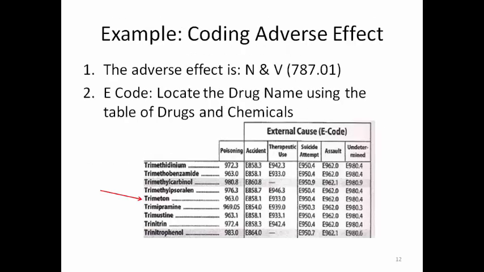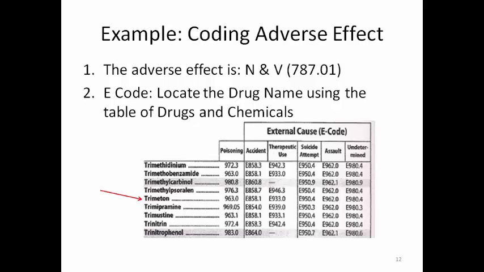So the first thing we do is look up our nausea and vomiting code, and that's 787.01. Then we know we need to find our drug name in the table of drugs and chemicals so we can locate the proper E code. So we go to that table of drugs and chemicals. Pause this recording if you need to so you make sure you find this same page, and then we search all the way through that table to the T's. Under Trimeton, you see the entry that's shown on this slide.